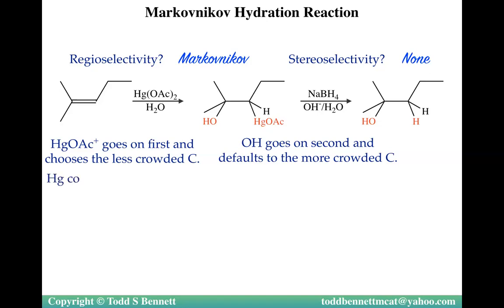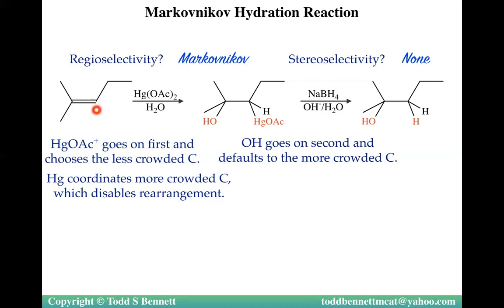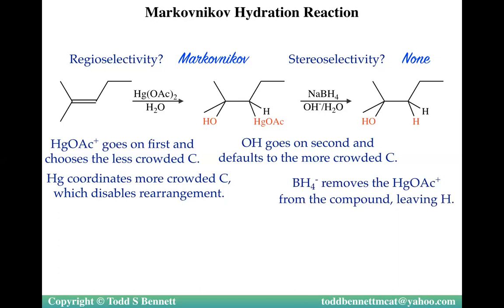So mechanistically, I'm going to worry about where it goes on first. Hg coordinates in this case to the more crowded carbon. What we mean by that is, although it adds to the less crowded carbon, it can share electron density with the more crowded one. And because it stabilizes that carbocation, there's no need for rearrangement. Then BH4 minus simply attacks, delivers an H minus to the carbon, and then removes the HgOAc plus.